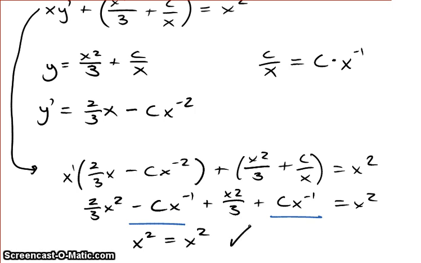We didn't solve a differential equation right then. We only demonstrated that the answer they provided us really was an answer. And this is the type of question they're going to be looking for in section 9.1.